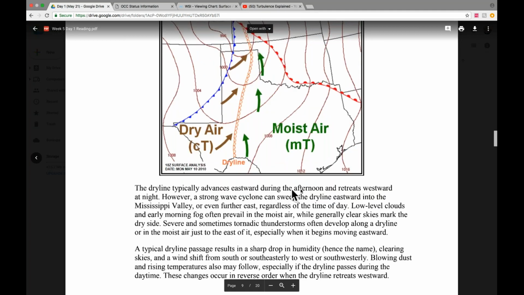Okay, so it typically advances eastward during the afternoon and retreats westward at night. However, a strong wave cyclone can sweep a dry line eastward into the Mississippi Valley or even further east, regardless of the time of day. So if we got really strong winds occurring, it can push the dry line further east.